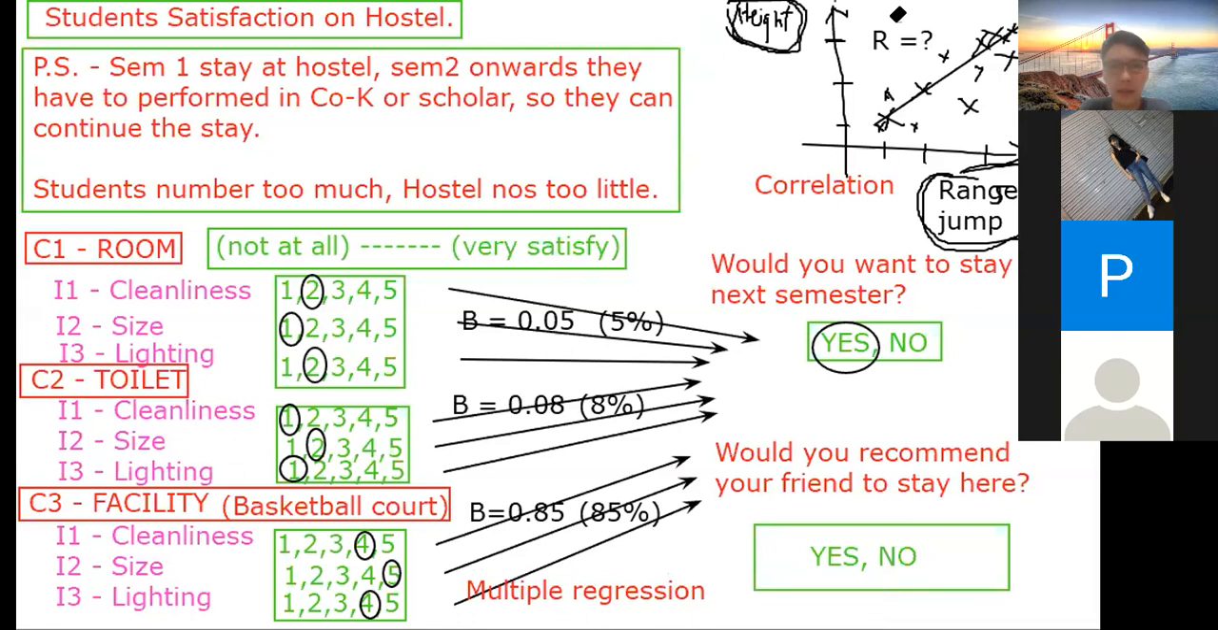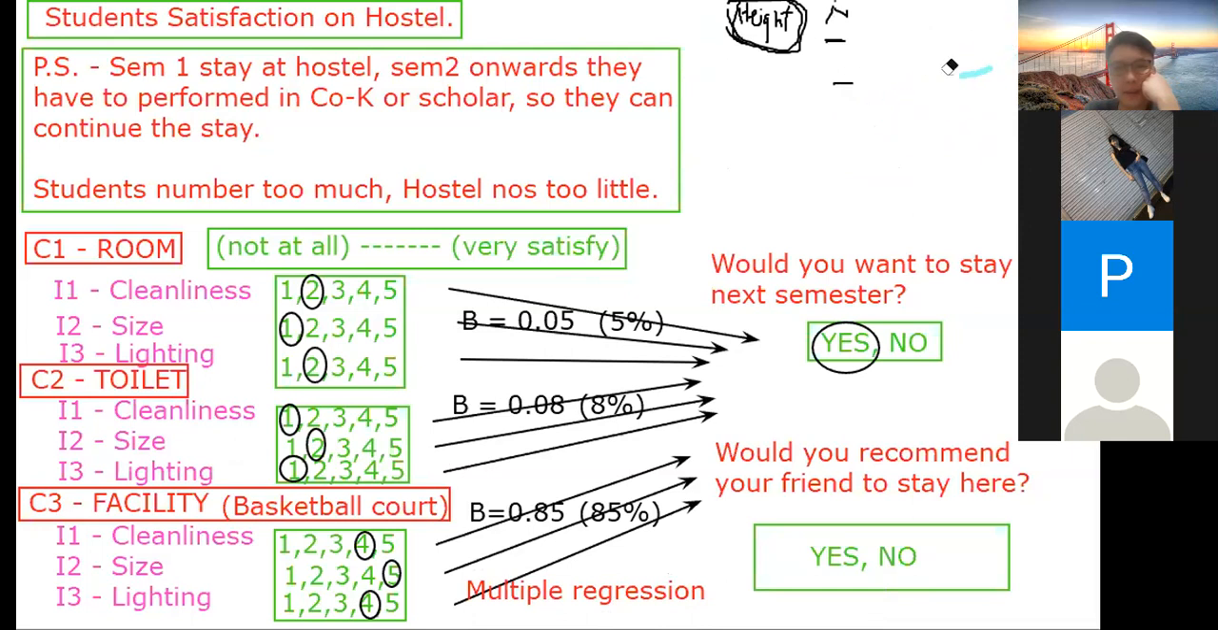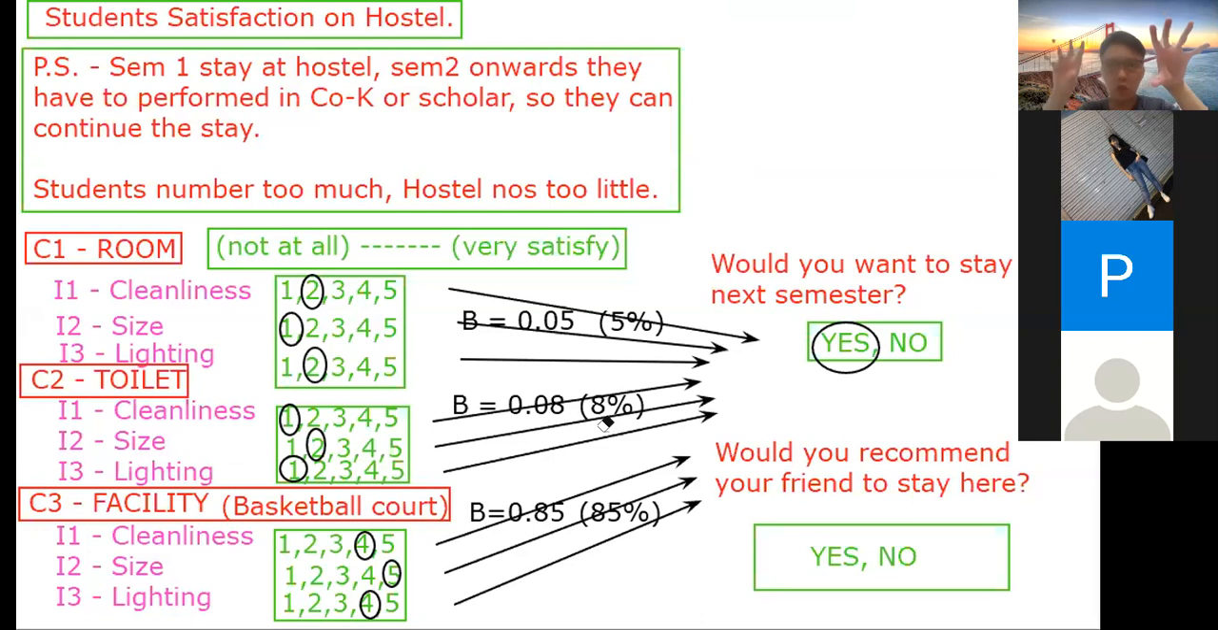So can I erase correlations? Okay, correlation done, so let's proceed. This is multiple regression, which means it is a correlation of many components to one or many components to many. Until here clear?